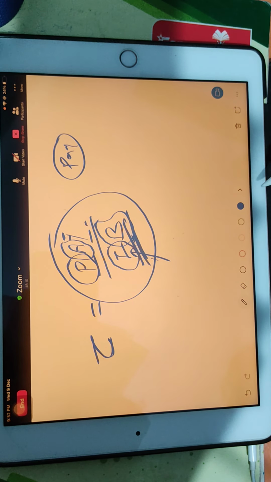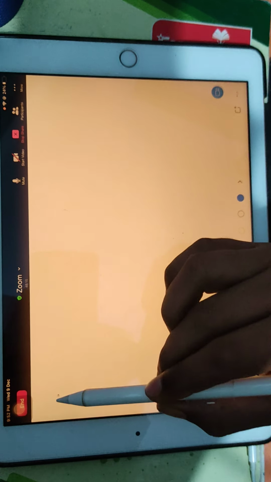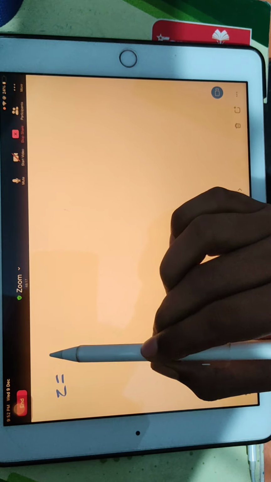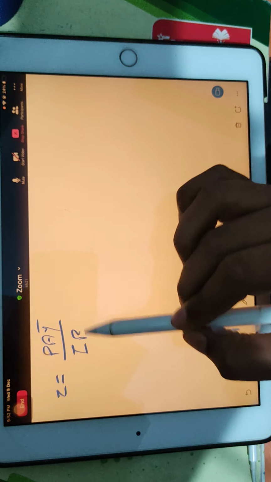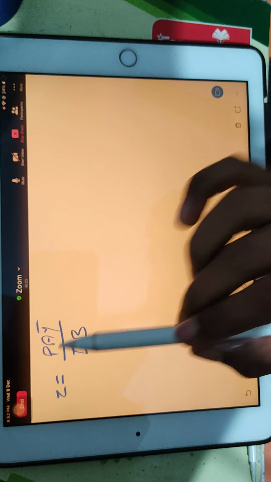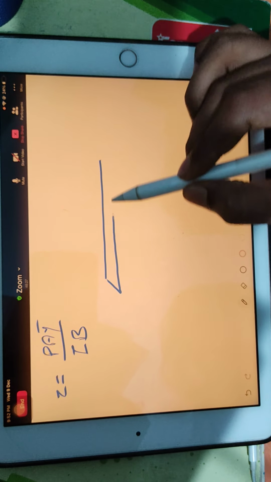So let's understand the physical feel of this. So tau is equal to P-A-Y bar by I-B. I'm using P for the load. Suppose you have a beam here.